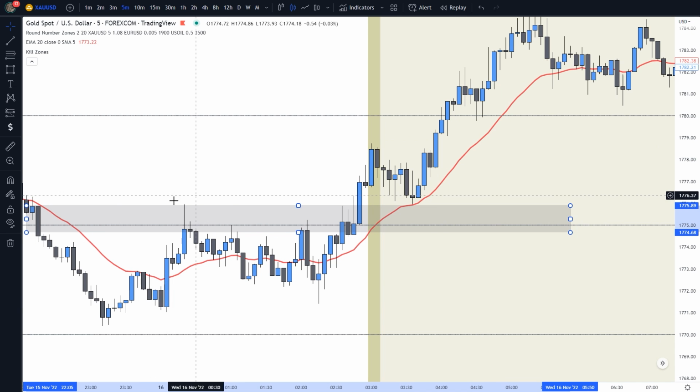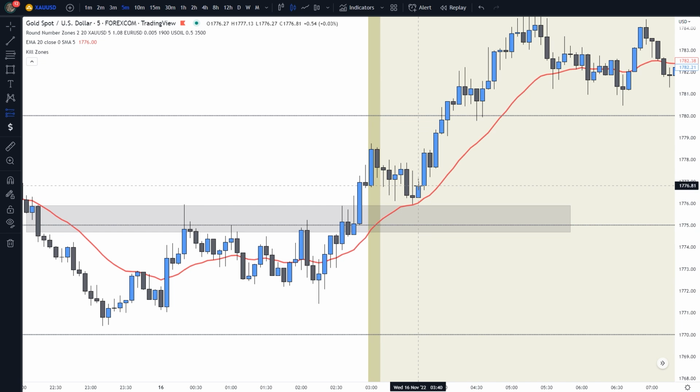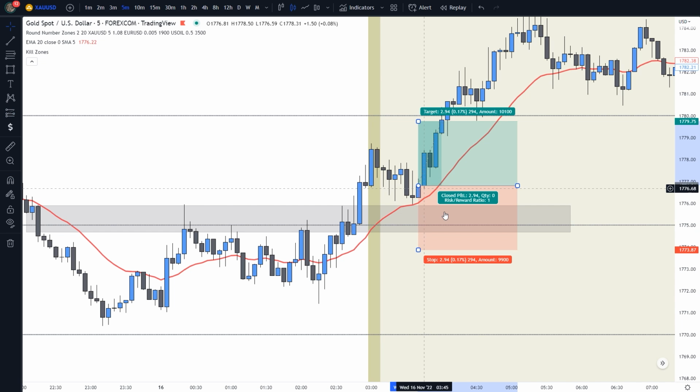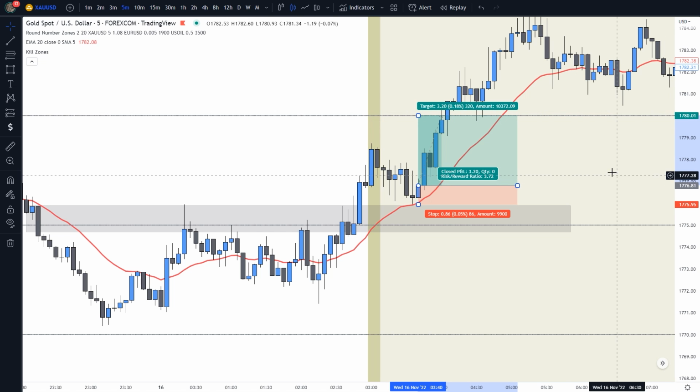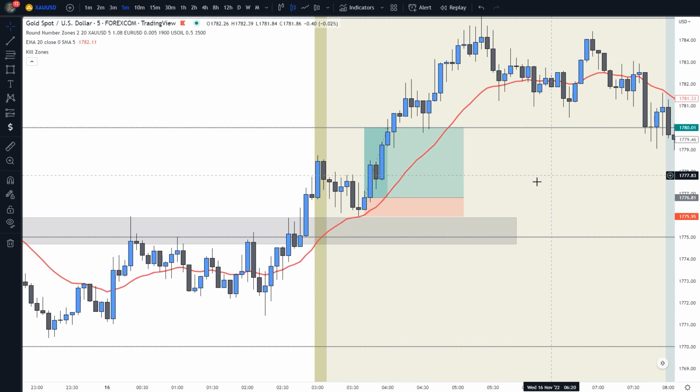Then price came down to this level. This is what we want to see. And at this level it is forming a bullish engulfing. And this is my entry. Very simple, right? And yeah, the stop loss I set to the lowest low of the pullback in this case, which is this wick. And the take profit to the next higher round number level. In this trade this is 1780. And you see this is a risk to reward of 1 to 3.72.